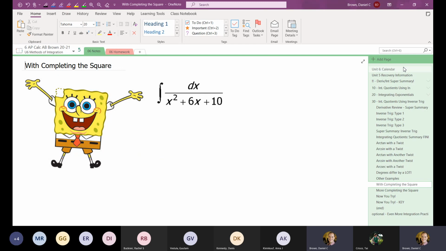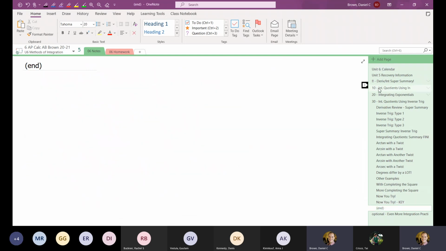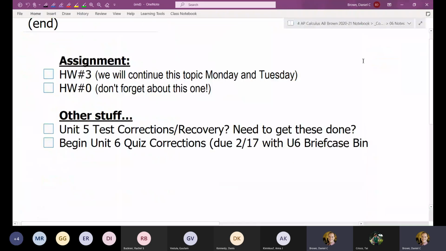Again, looking at the calendar, next week is a lot of reviewing and practicing. So there's going to be plenty of time to get the homework done, plenty of time to get quiz corrections done, the briefcase binder and all of that. Assignment wise, if you are looking to work on some stuff this weekend: Homework 3, again, I'm not expecting you to do all of it. I haven't finished this topic, but you can definitely start.